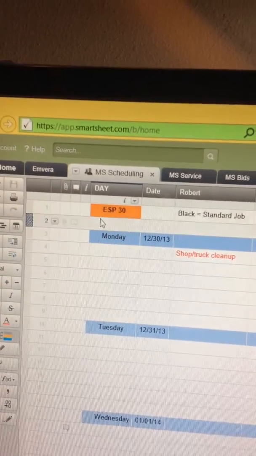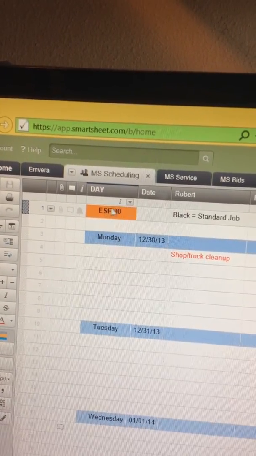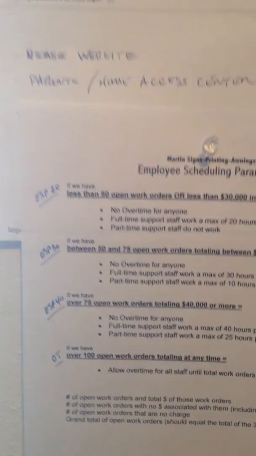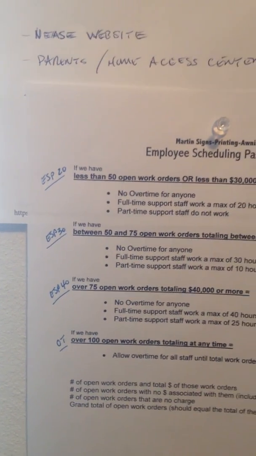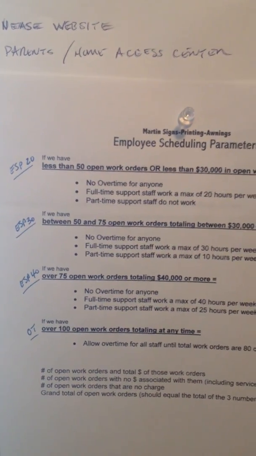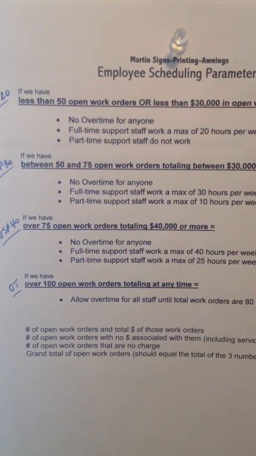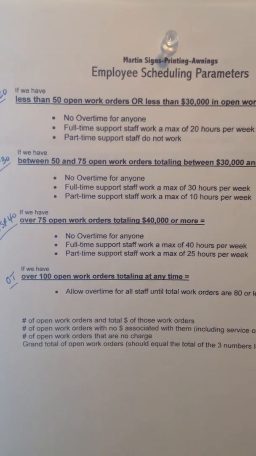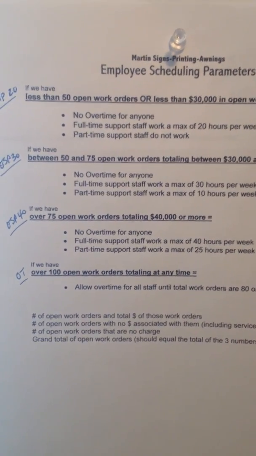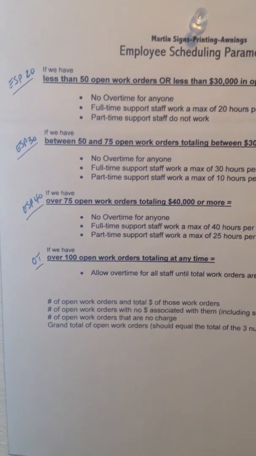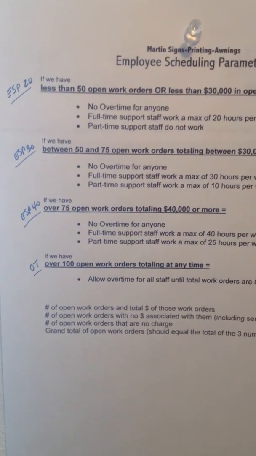This is important right here, ESP 30. Just kind of keep in mind, whatever's in this little orange box will correlate with what I'm about to show you here. If it's ESP 20, it means that we've got less than 50 open work orders. We're not having anybody work any overtime. If you're a full-time person, you're not supposed to work more than 20 hours a week. If you're a part-time person, you don't work at all.